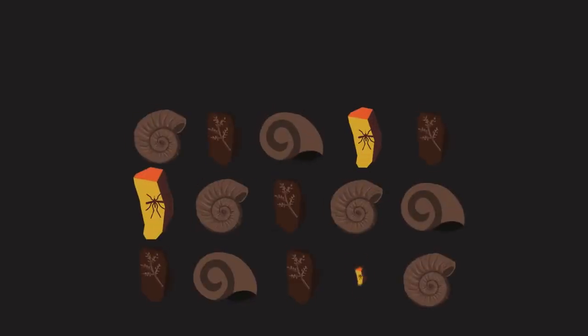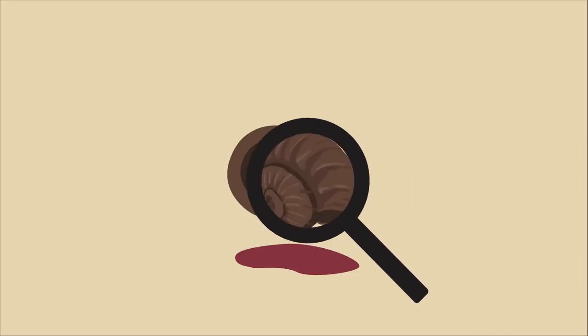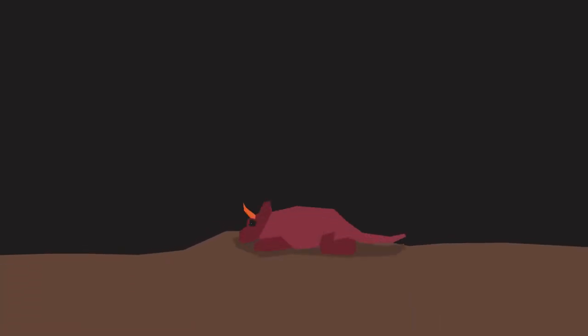The total number of fossils and their placement within rocks is known as the fossil record. Much of what we understand about evolution comes from studying fossils, so they are really important. But how do they form?